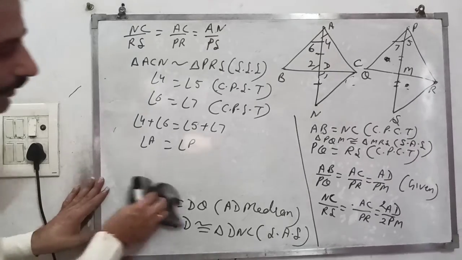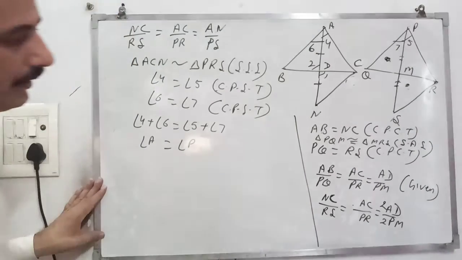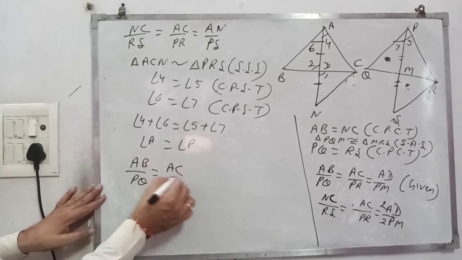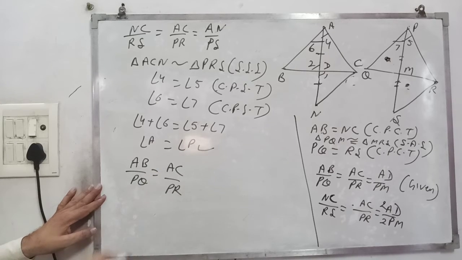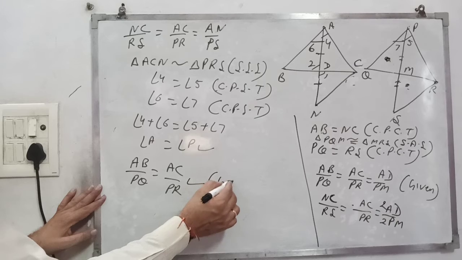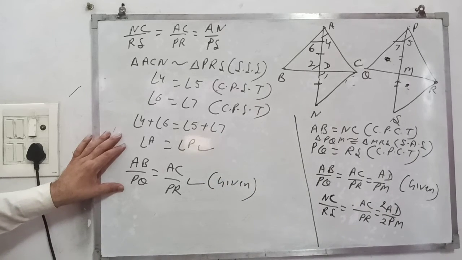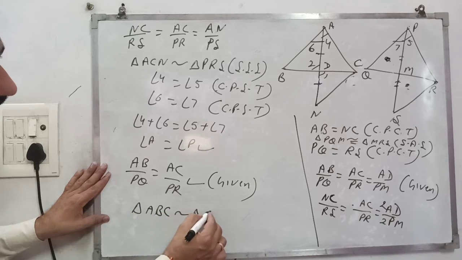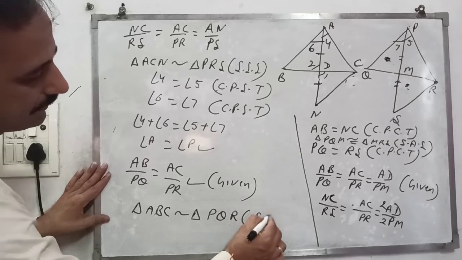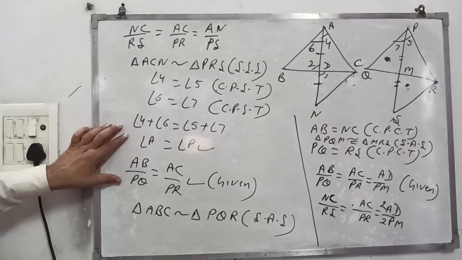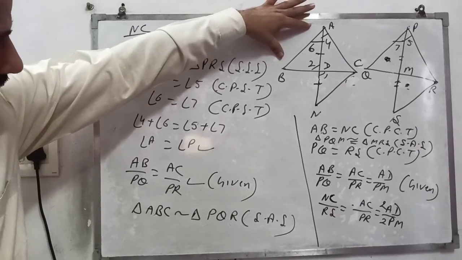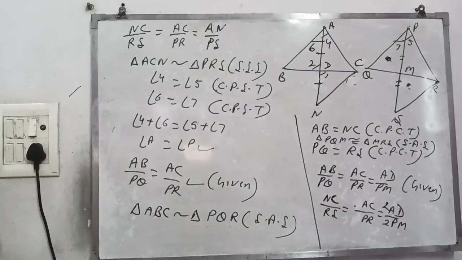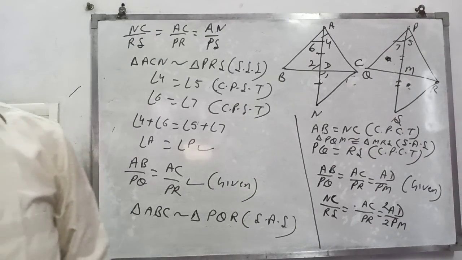So the two angles are equal, and the ratio of the two sides is already given, that is AB upon PQ and AC upon PR. So one angle and the two sides are given. If one angle and the ratio of the two sides are equal, it means triangle ABC is similar to triangle PQR by SAS. So by these two, AB from this side and PQ from this side, and AC from this side and PR from this side. So that's about your exercise 6.3.